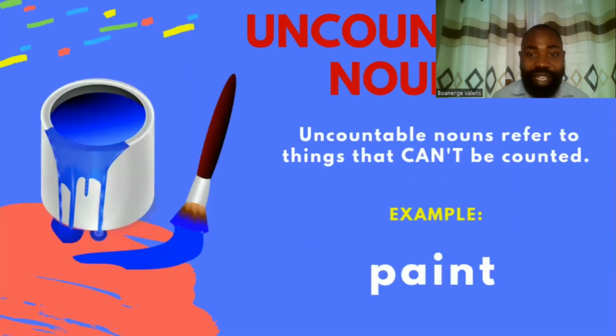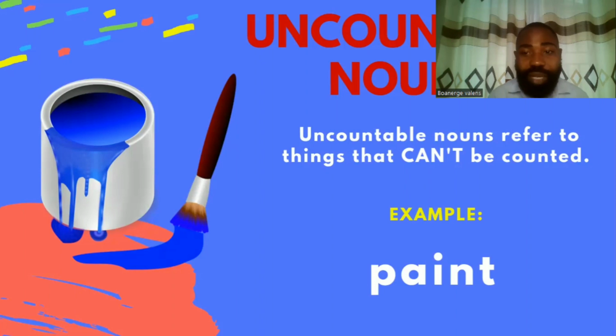Now let's see uncountable nouns. Tumaze kubona countable nouns ko ari ibintu bibarika. Kandi remember, I've told you that on countable nouns, kumazina ibintu bibarika, we use many. For uncountable nouns, kumazina ibintu bitabarika, we use much.